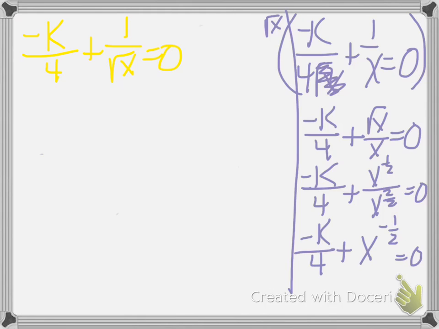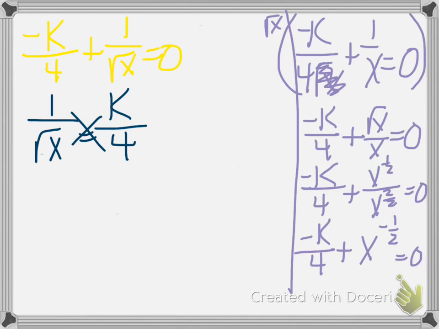Okay, so then the next thing I did was, what did I do here? I brought the negative k over 4 to the right side. Sorry about that. Okay, so I got 1 over radical x equals k over 4. Now remember, if I cross multiply I get k radical x equals 4. Oh no, that was okay. Sorry, I'm starting to lose my mind now. Okay, so I got k radical x equals 4.